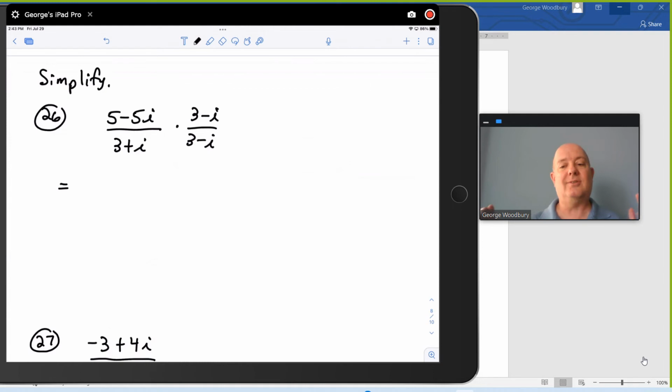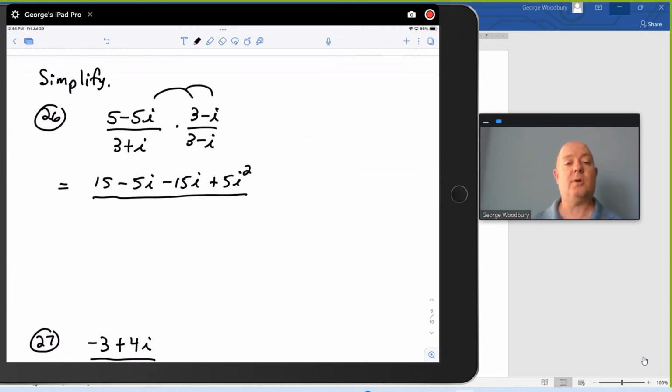In the numerator, this is a FOIL style of multiplication. Distribute the 5. 5 times 3 is 15. 5 times negative i is minus 5i. Then distribute the negative 5i through. Negative 5i times 3 is minus 15i. Negative 5i times negative i, that's plus 5i squared. In the denominator, using that a squared plus b squared idea, a is 3, b is 1, 1i. So it's 3 squared plus 1 squared.